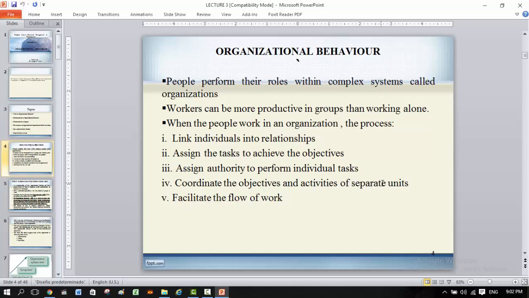So coming to organizational behavior, we know that people work in groups, individually, or in different systems. When they work in a complex system, they play different roles in that system. This is called the organization. And we know that workers can be more productive in groups than working alone.